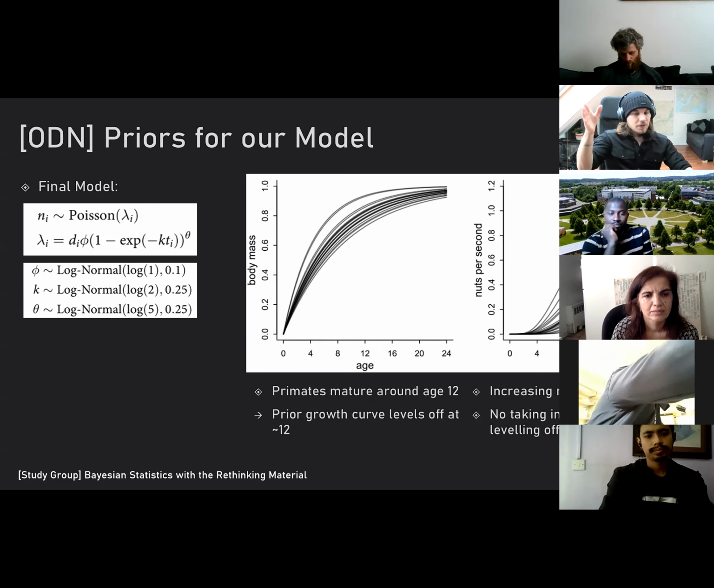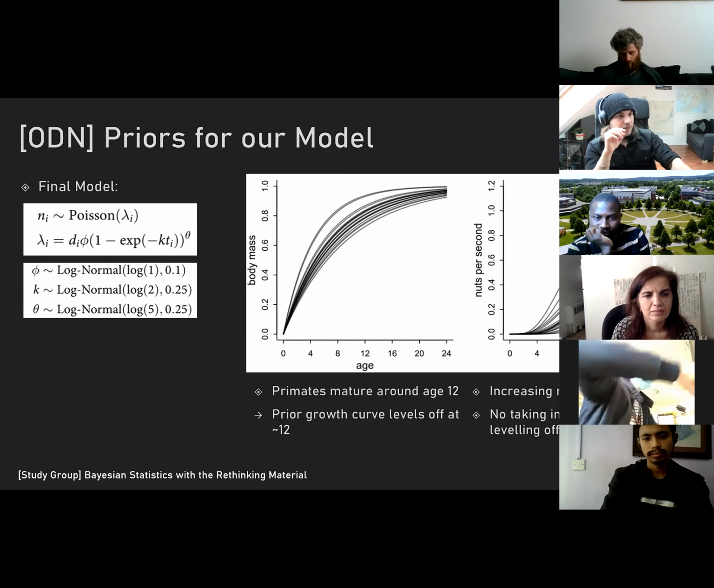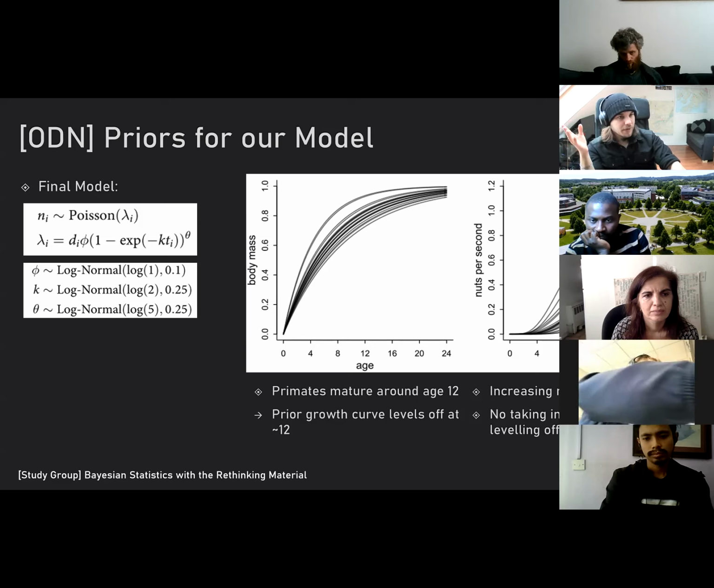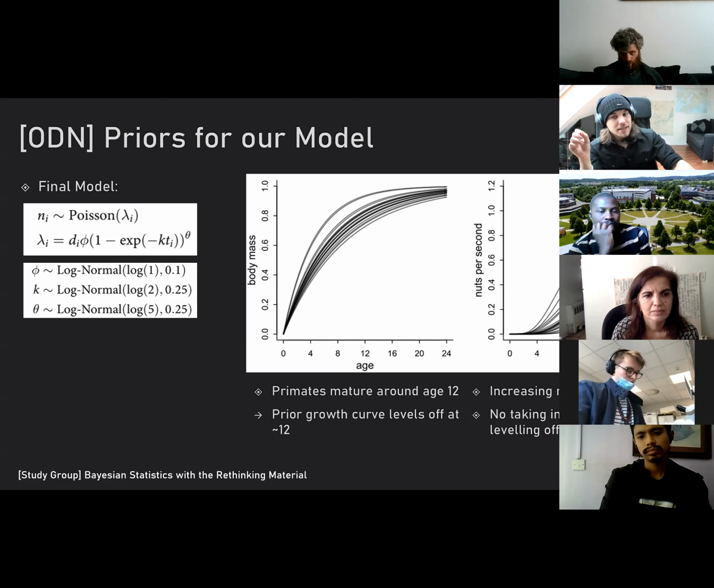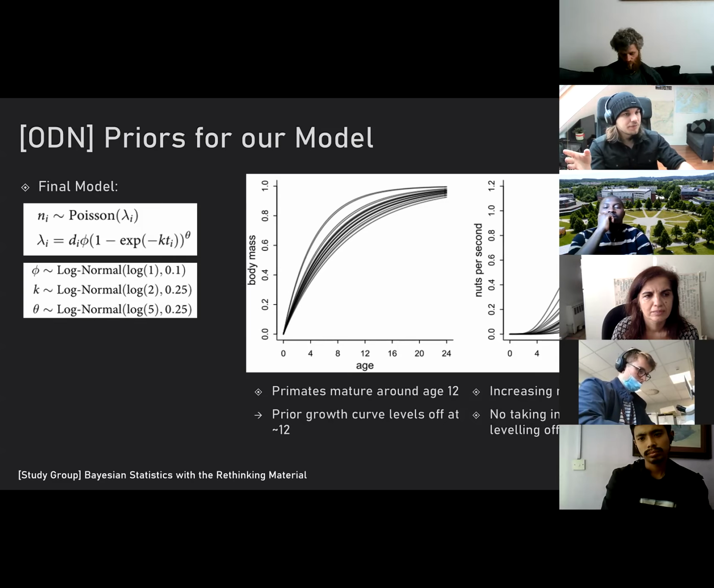On the other hand, on the right-hand side, we have this increasing nut opening with age, which is what we expect. However, in the priors on the right-hand side, we do not take into account that we might level off around the age of 12, which is the maturity that we reach.